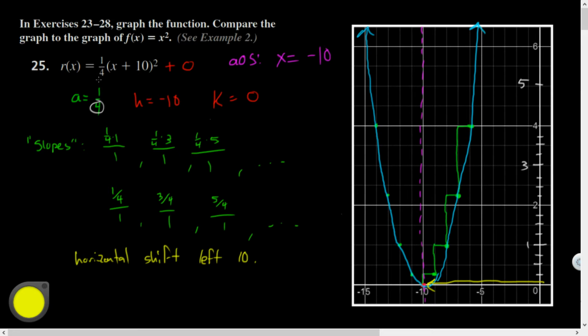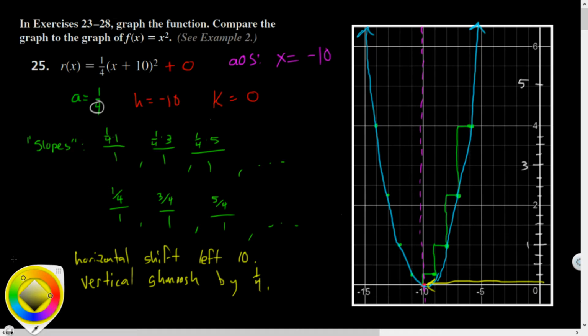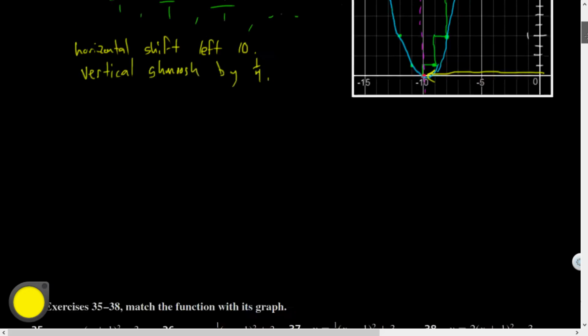And then the 1/4 was a vertical shrink, or smoosh, schmoosh, by a quarter. And I'm just glad to have a fraction that's not like a half, or a third, I feel like we did a bunch of those. So there we go. That's how you graph these parabolas. Let's jump into some of these other problems.